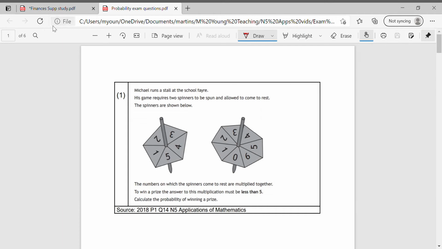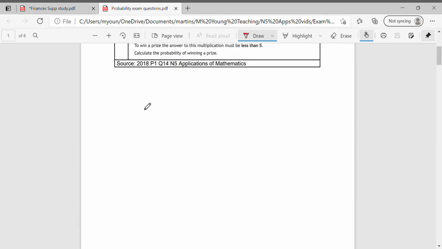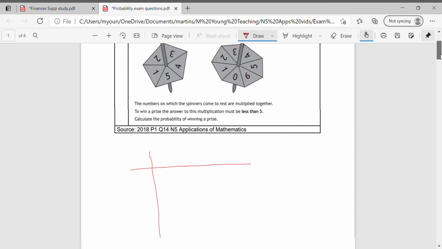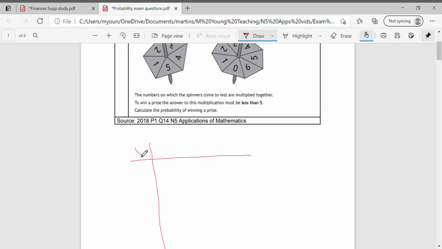For ones like this, when you've got 2 kind of objects, so it could be something like this, it could be a set of dice, and you're then told something along the lines of they multiply together, they add together, something like that. What's quite good to do is set out a wee table. So what I'm going to do is set out a table. One side is going to be one of the spinners and one side is going to be the other, and then I'm just simply going to multiply those together, and that'll give me all the solutions.